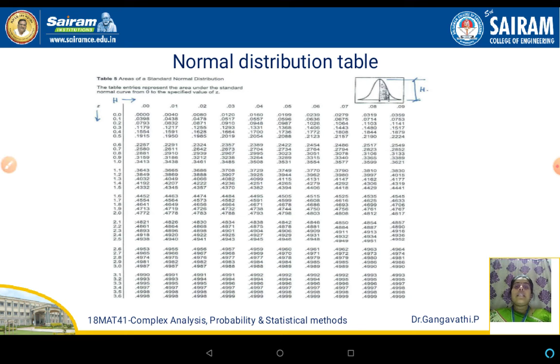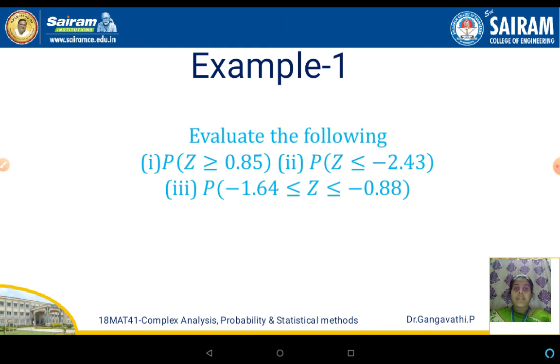So this is your normal distribution table, and it is usually used while working out the problems. Your mu value has been taken in the horizontal direction and your z value in the vertical direction, downward. I'll be exactly explaining how to use this table during the problems. So let us consider the first example.